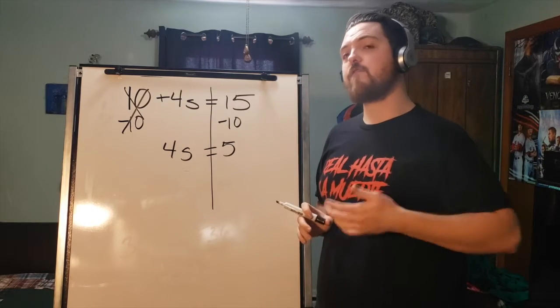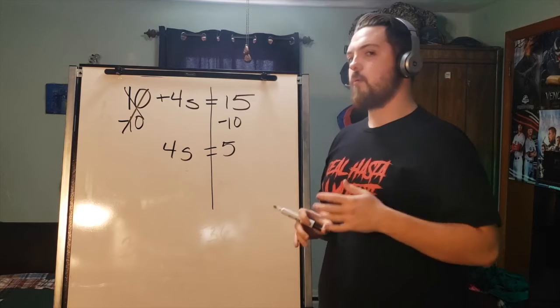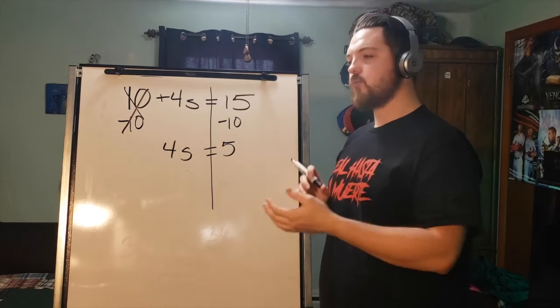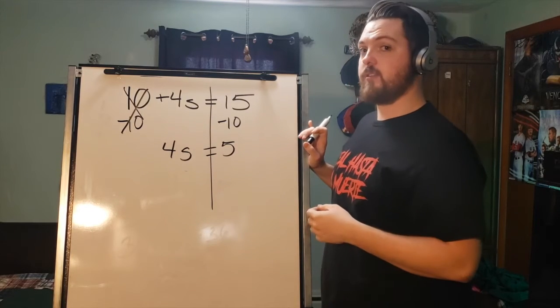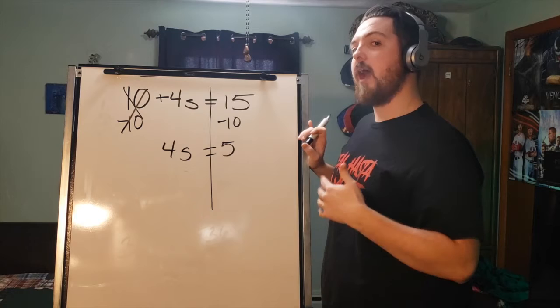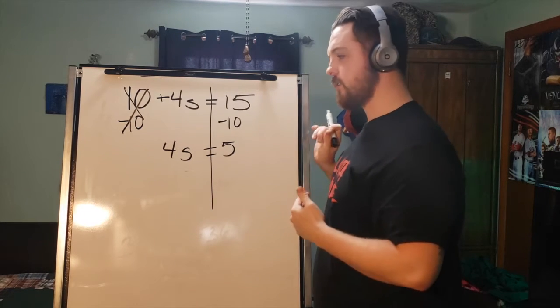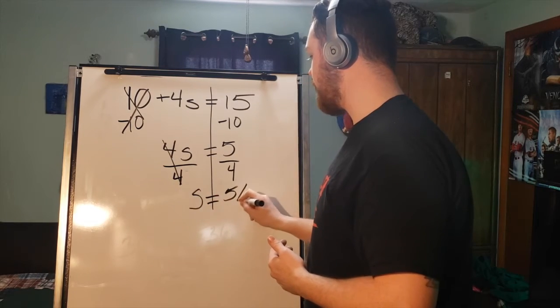At this point, I have 4s by itself on the left-hand side and 5 on the right. But remember, my goal is to get s by itself. And as we discussed last week, when I have 4s, what that means is 4 times s. And in order to get rid of multiplication, I have to divide. So I'm going to divide both on the left and on the right. So s should equal 5 over 4.